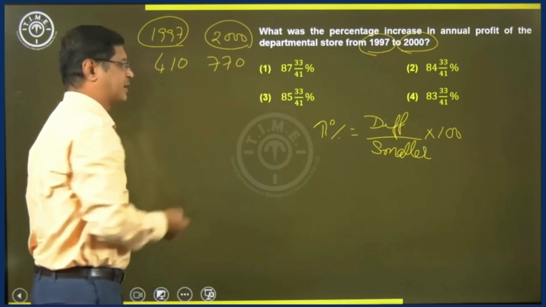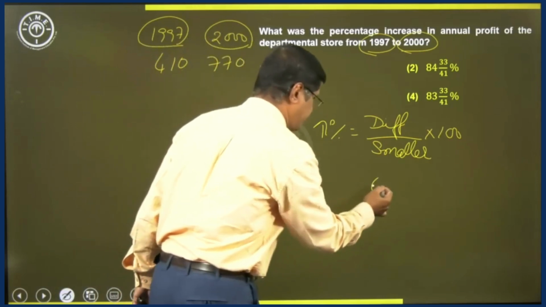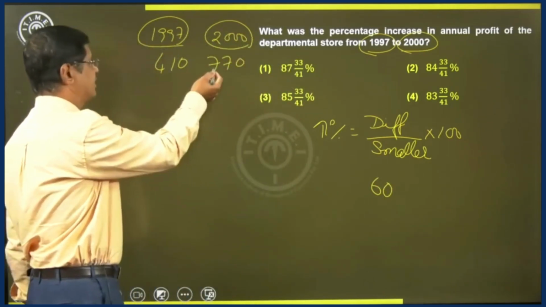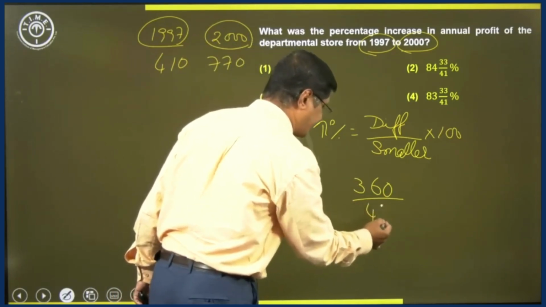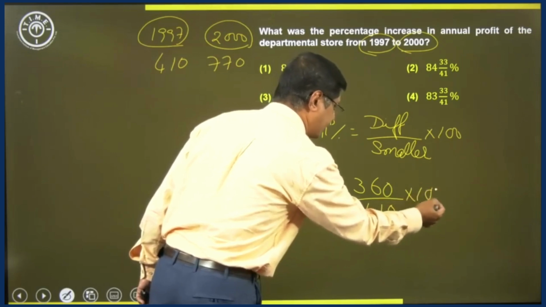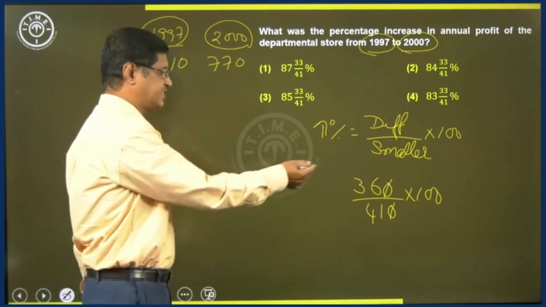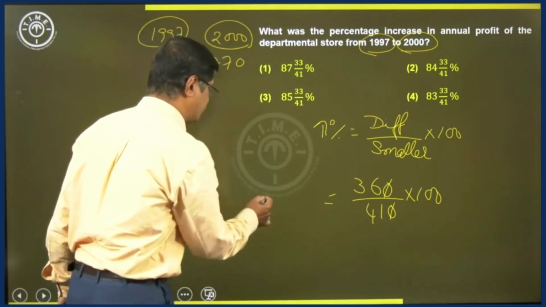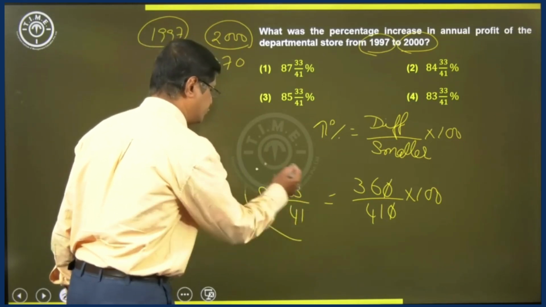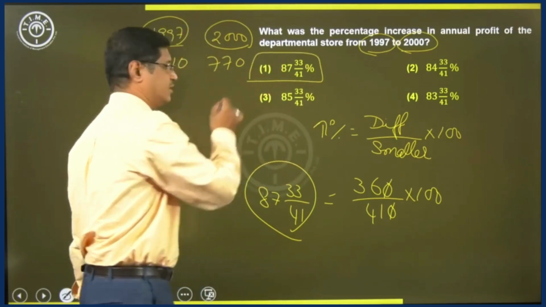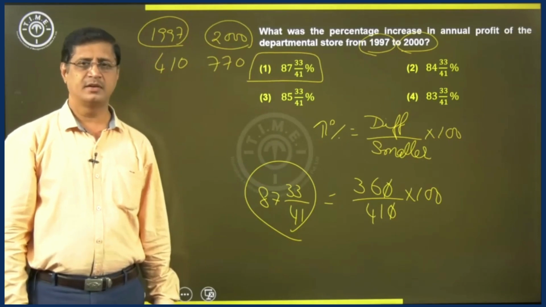So what is the increase in percentage? Percentage increase. Just observe the difference. 70 minus 10, that is 60. 700 minus 400, 300. By the smaller value 410, into 100. Zeros to 0 we can cancel. Then what is next here? 3600 by 41, which is equal to 8733 by 41. Right choice, option 1. First choice is the correct answer.